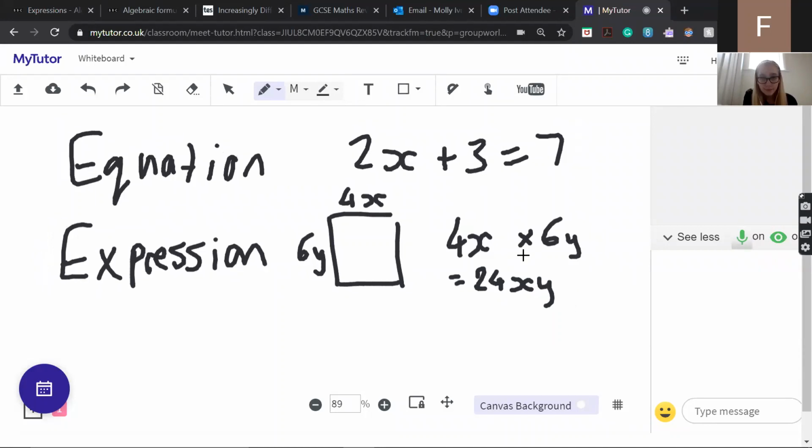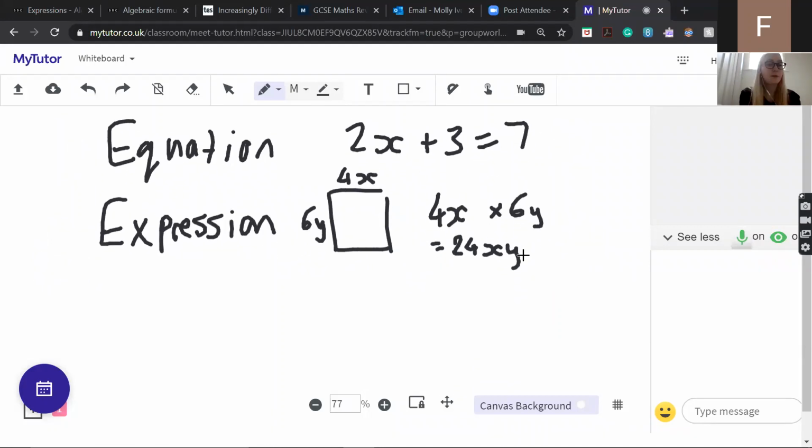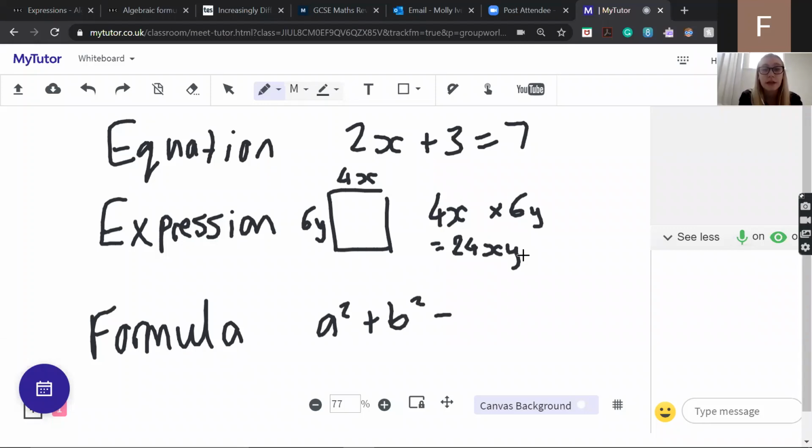And then finally, a formula is one with multiple unknowns where we plug in the values. So you've probably used a lot of formulas before. For example, Pythagoras, that's a formula: a squared plus b squared equals c squared. We're not trying to solve anything here unless we have the values of a and b, or b and c, and we're trying to find one.